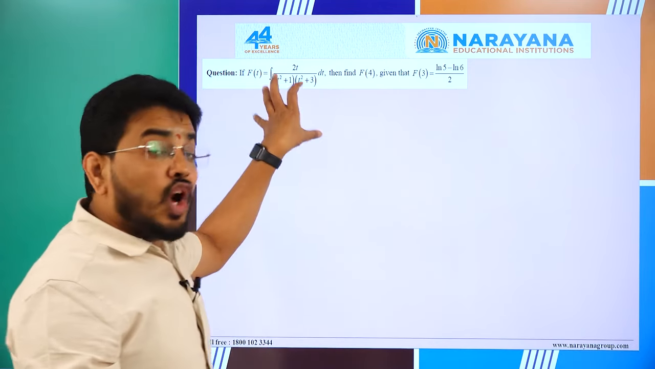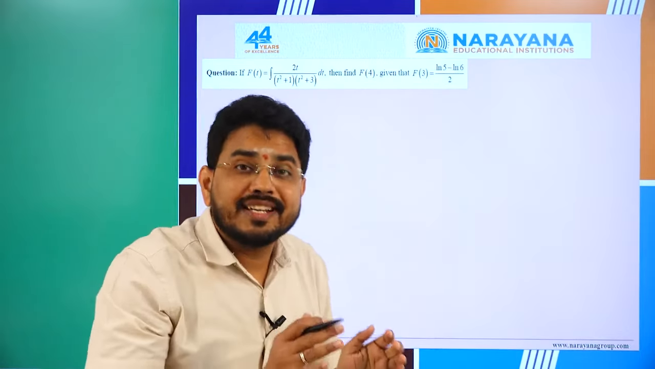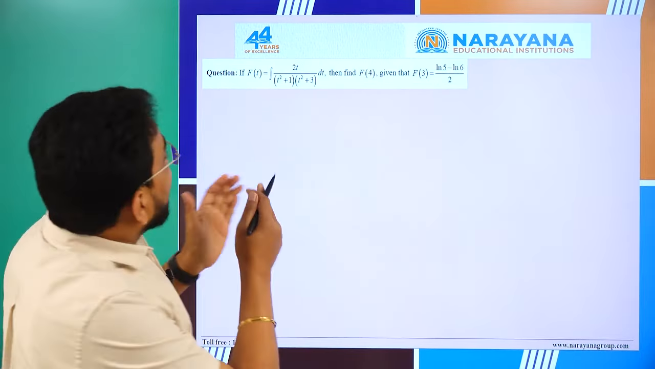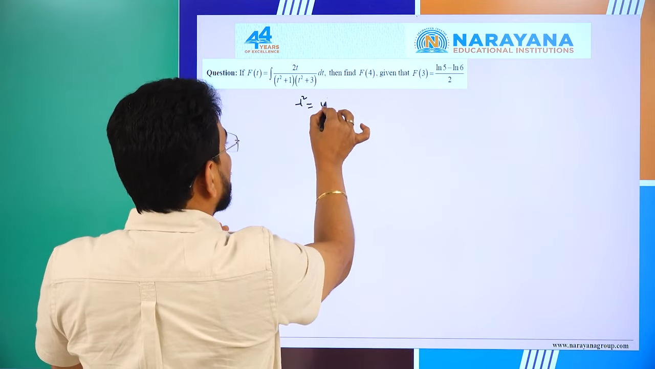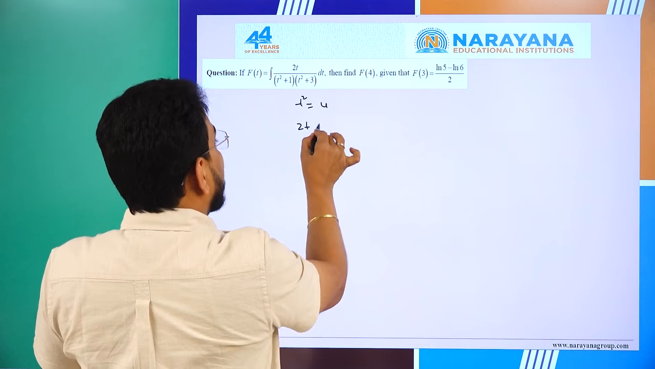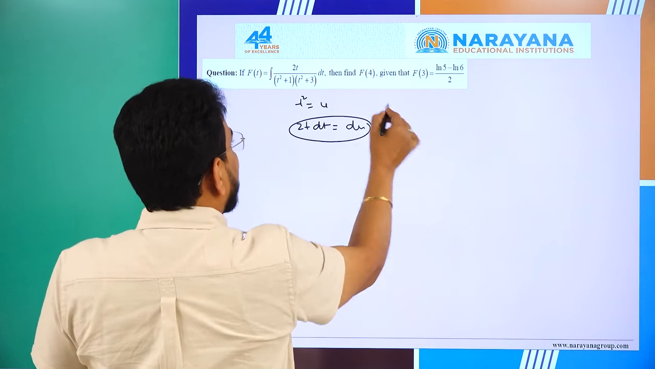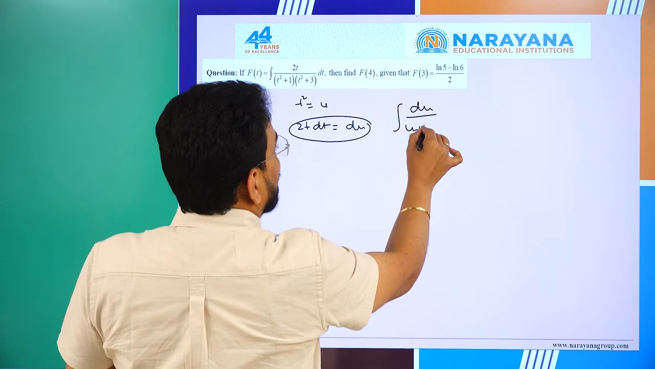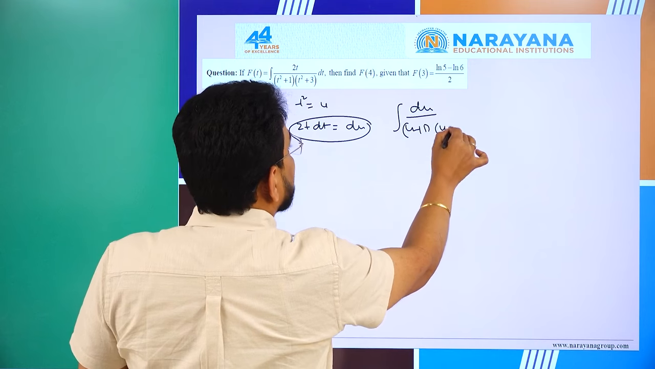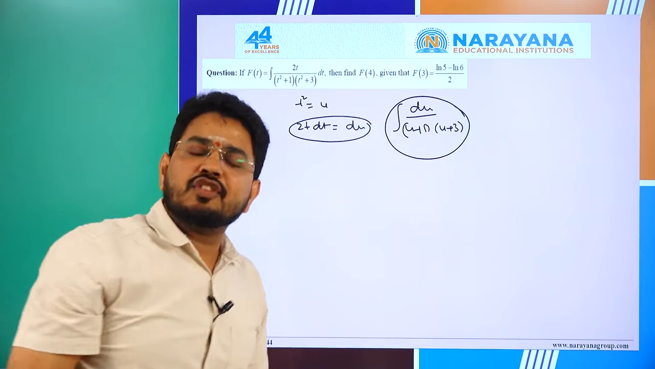Okay, to solve this question, only indefinite integration will not be sufficient. When you look at this question, straight away you will say, let t square is equal to u, therefore 2t dt is equal to du, you can write. So directly this will be the integral of du by (u plus 1)(u plus 3). Here you need the partial fraction.